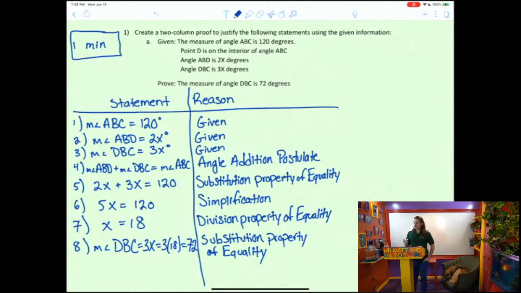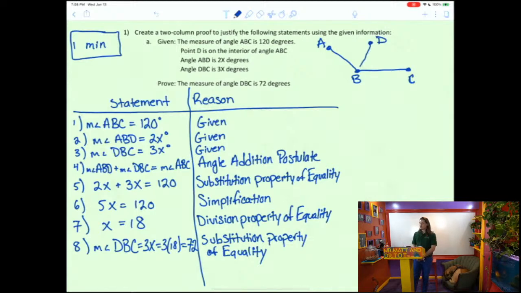And what we can tell is that the total angle of ABC is now bisected, I shouldn't say bisected because that means split equally, but separated into two smaller angles. And we know that one angle, ABD, is 2x degrees, and the other angle, DBC, is 3x degrees.